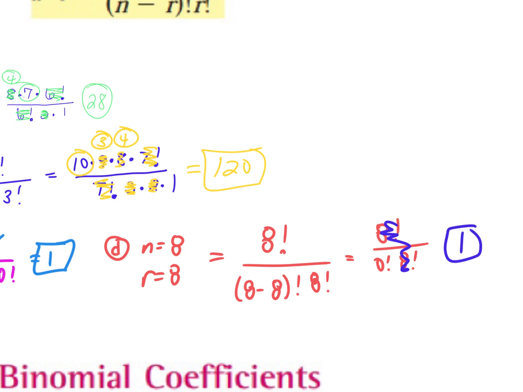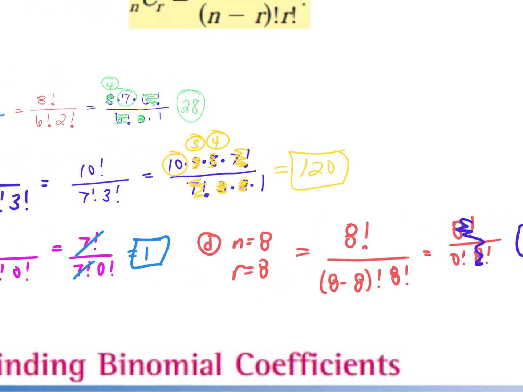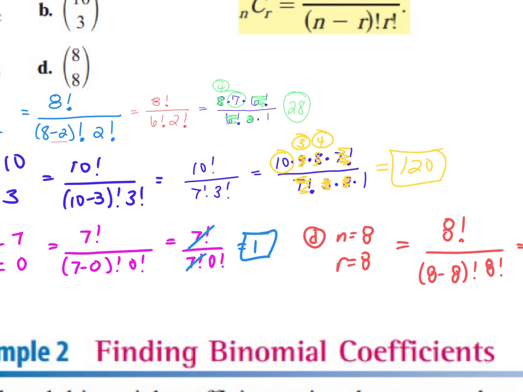1. So whenever you have a binomial coefficient problem where your N and R value are the same, your answer is going to be 1. When your R value is 0, your answer is going to be 1.